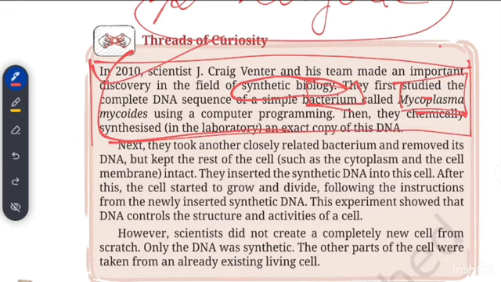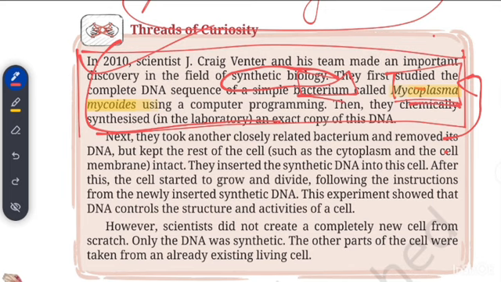Next, they took another closely related bacterium and removed its DNA but kept the rest of the cell. Look, they did not take the exact same mycoplasma. They took another bacterium which was related to mycoplasma, and removed its DNA but kept the rest of the cell organelles such as cytoplasm, cell membrane, etc. Fine. Now they inserted the synthesized DNA of mycoplasma into the closely related bacterium. After this, the cells started to grow and divide. This experiment showed that DNA controls the structure and activities of the cell.